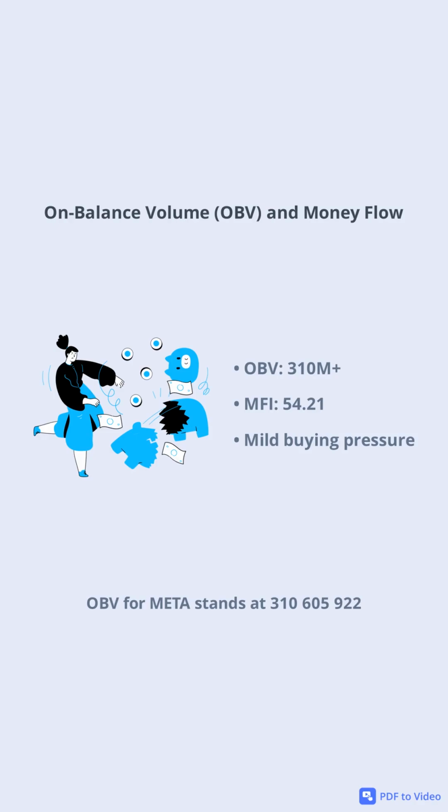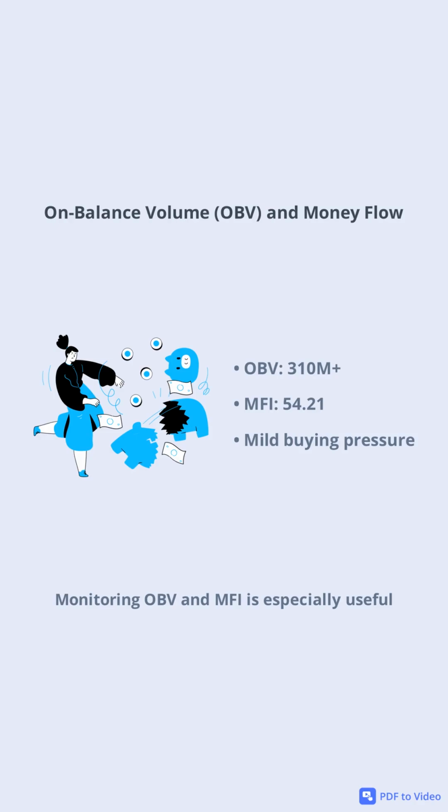OBV for Meta stands at 310,605,922, a measure of cumulative volume flow. The Money Flow Index, MFI 14, is 54.21, slightly above neutral, suggesting mild buying pressure. Volume-based indicators like these help confirm price trends and can signal potential reversals when they diverge from price action.